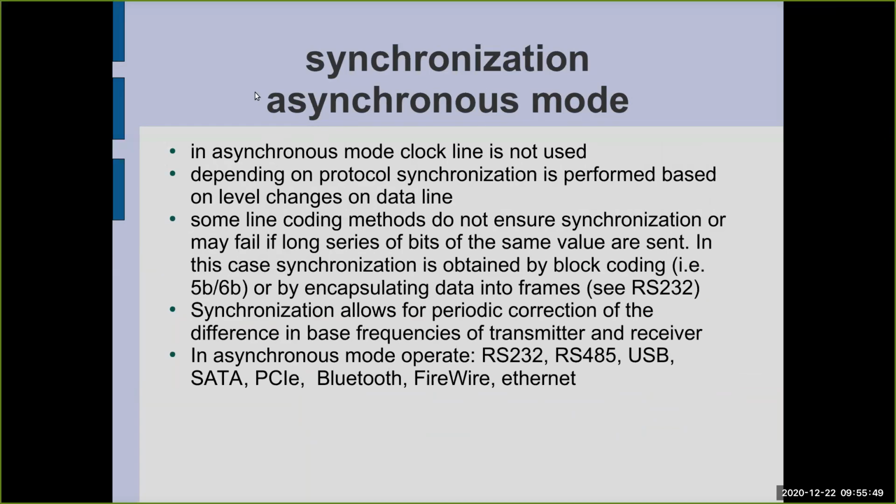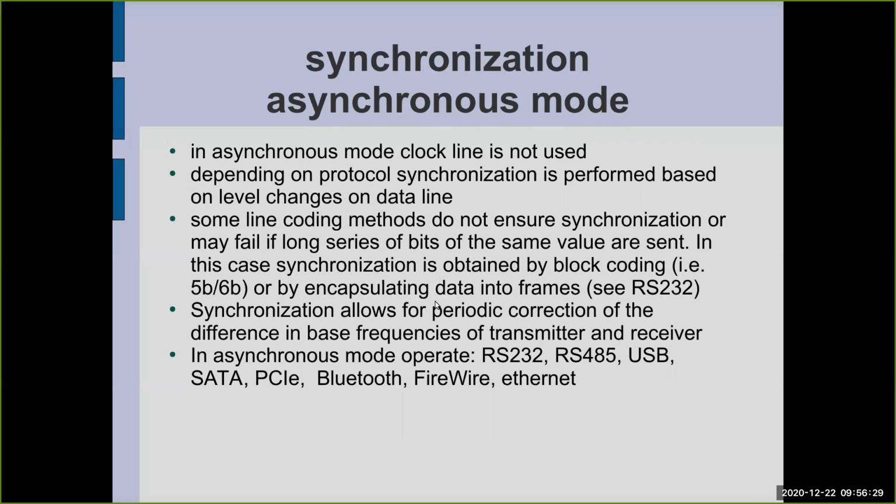If we consider asynchronous interfaces, the difference from synchronous is that there is no clock line. We have only a data line, so we have to ensure, let's say, self-synchronization of the receiver. Therefore, different solutions are used, mostly channel coding. So let's say the most popular now is XB over YB. So for example, 5B over 6B or more.